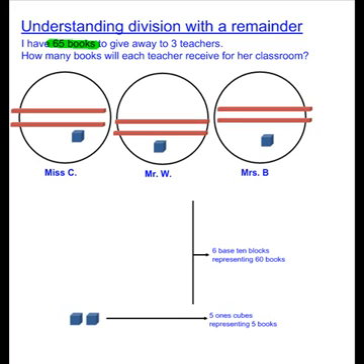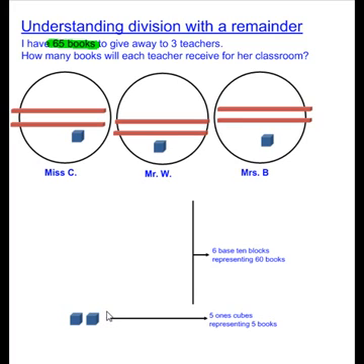How many books did each teacher get then? Let's count them. 10, 20, 1. Miss C got 21 books, Mr. W got 21 books, and Mrs. B got 21 books also. There's the remainder of 2 down there which couldn't be shared out equally.